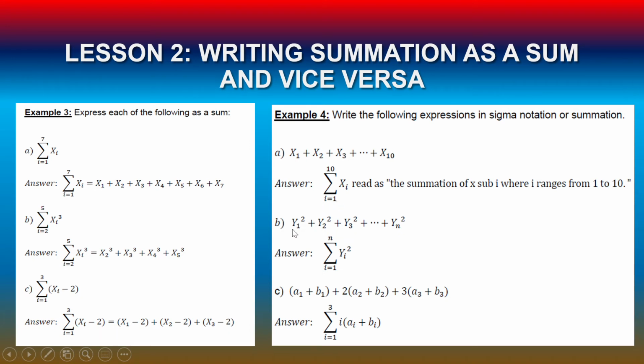So, how about here? y sub 1 squared, y sub 2 squared, y sub 3 squared, and then y sub n squared. So, here, our n is the n. And then, nag-start tayo sa 1. So, yun yung ating index. Since naka-raise to 2, ibig sabihin, ang formula natin dito ay naka-raise to 2 din. At kung ginamitan ng variable y, then y pa rin yung gagamitin natin dito. How about this one?